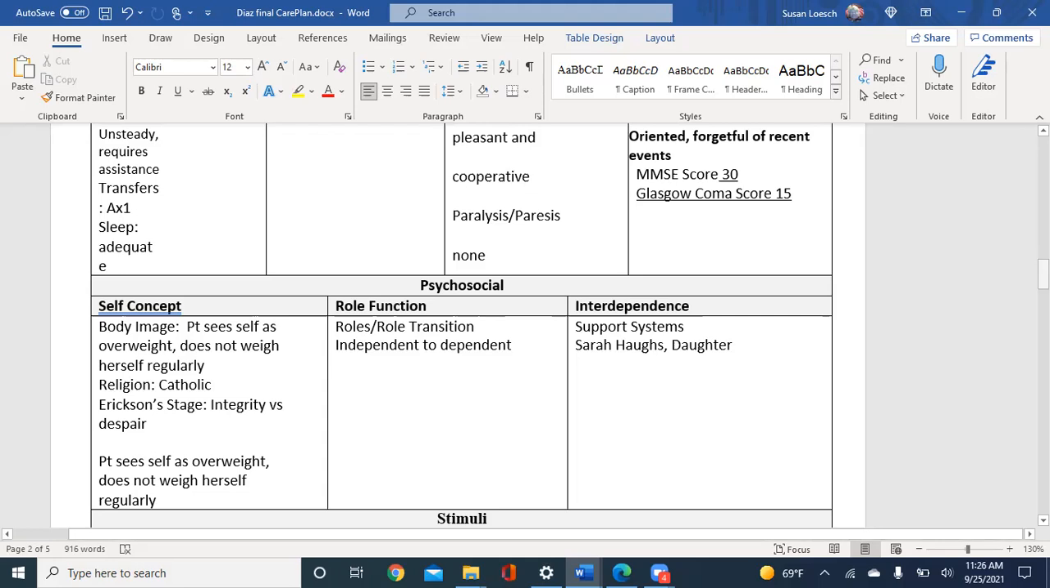Other questions on that? Any questions on the self-concept, the role function, or the interdependence?